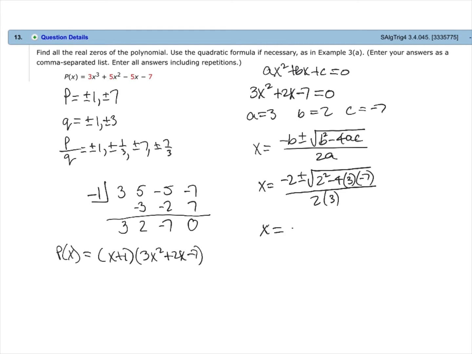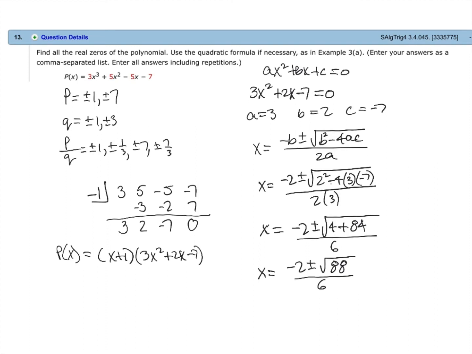Now we can combine under the radical. So we have 4. Now we have minus a negative, which is going to be plus. And when we multiply 4 by 3 by 7, we have 84, all over 6. So this gives us x equals minus 2 plus or minus the square root of 88 over 6.